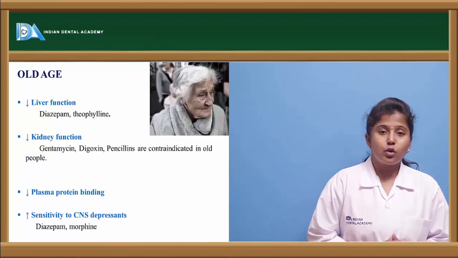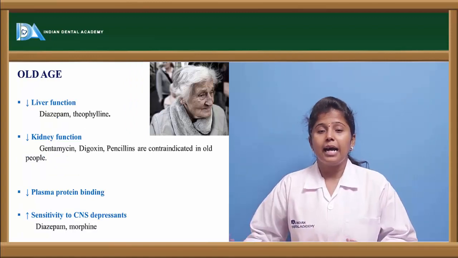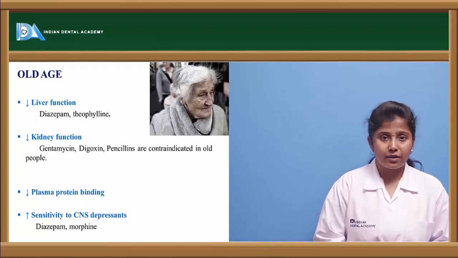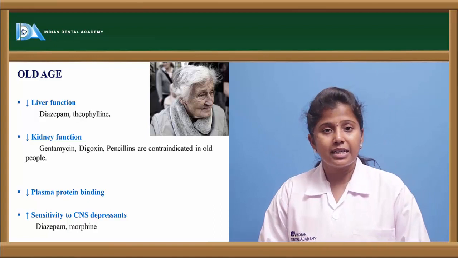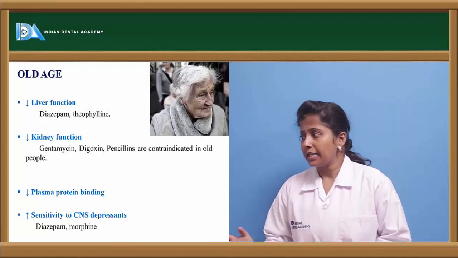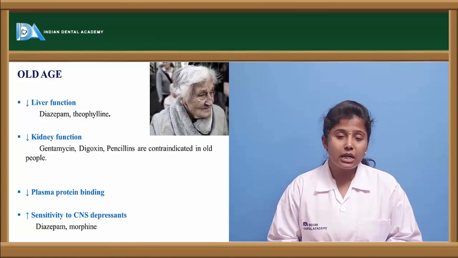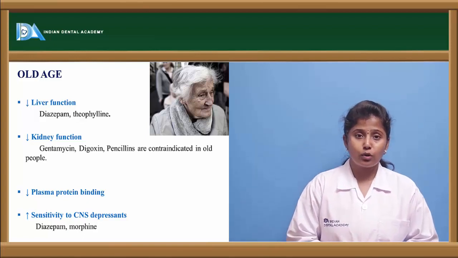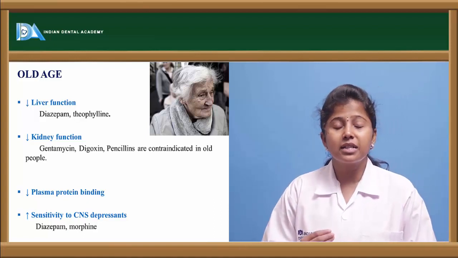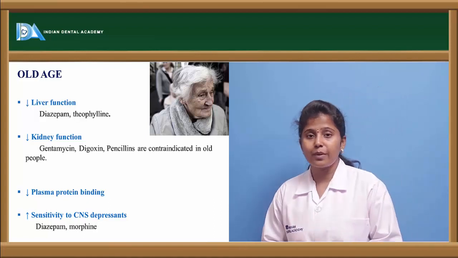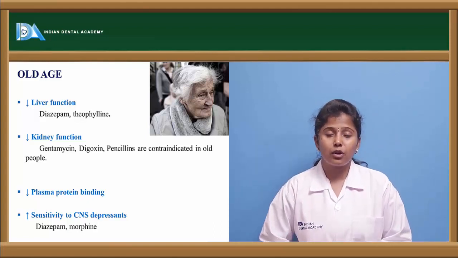The old age people. In old age people, how are the drugs showing the response? When drugs are taken in old age people, liver function decreases. Drugs like diazepam and theophylline have a side effect of decreased liver function in old age people. And drugs like gentamicin, digoxin, and penicillins are strictly contraindicated in the old age group, because as the age increases, there occurs improper functioning of the organs also. If a person reaches 80, the body functioning will not be that proper.